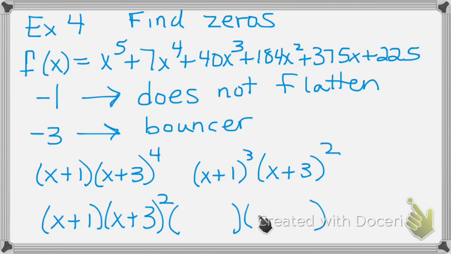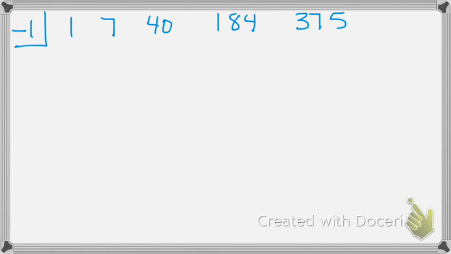So we need to do synthetic division with the -1, and we need to do it twice with the -3 to get this thing down to a quadratic. All right, so -1 and -3 with the bouncer. So let's start with the -1. Let's get it out of the way. And my coefficients are crazy. 1, 7, 40, 184, 375, and 225. We're not skipping any powers, it looks like. Okay, everybody good with that? Did I get them on there right? I believe so.